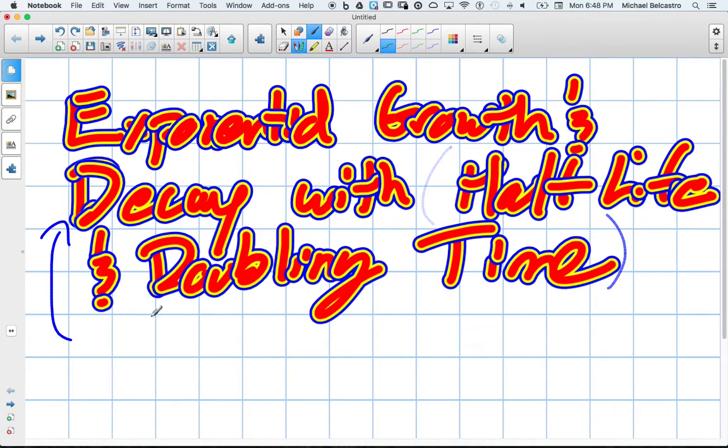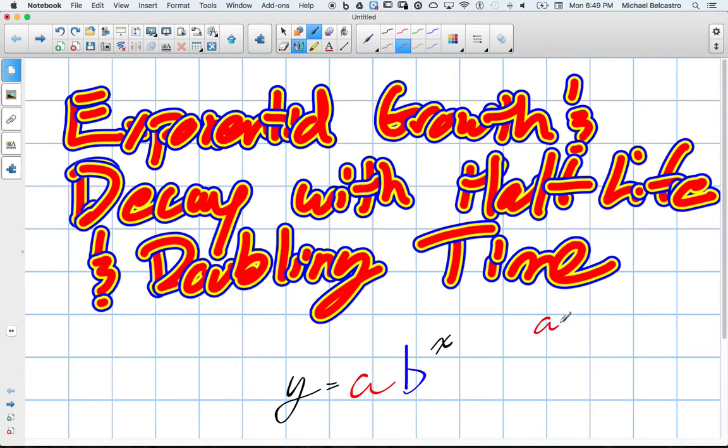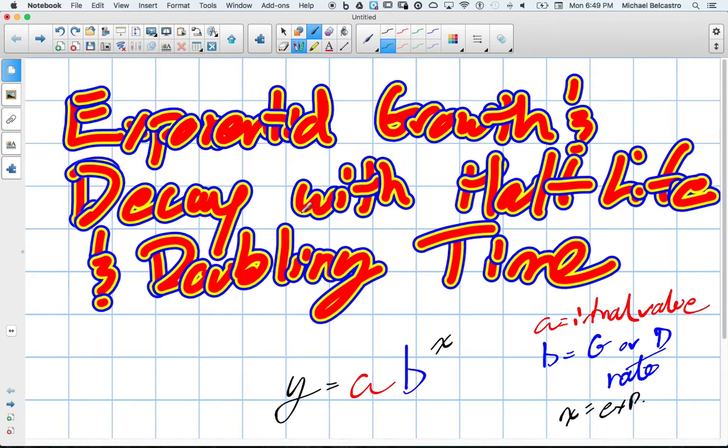So we're used to seeing a formula for exponential growth and decay. The most basic parent function of it would be y is equal to a times b to the power of x. This is the most basic version of an exponential function. A is your initial value, and b is your growth or decay rate. And then x is whatever the exponent is. Usually in these circumstances, it has to deal with time, most likely. It tends to be time in this case.